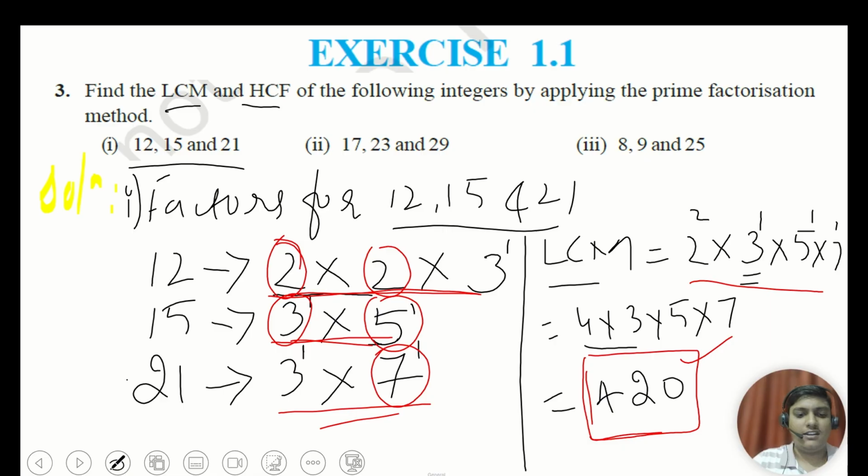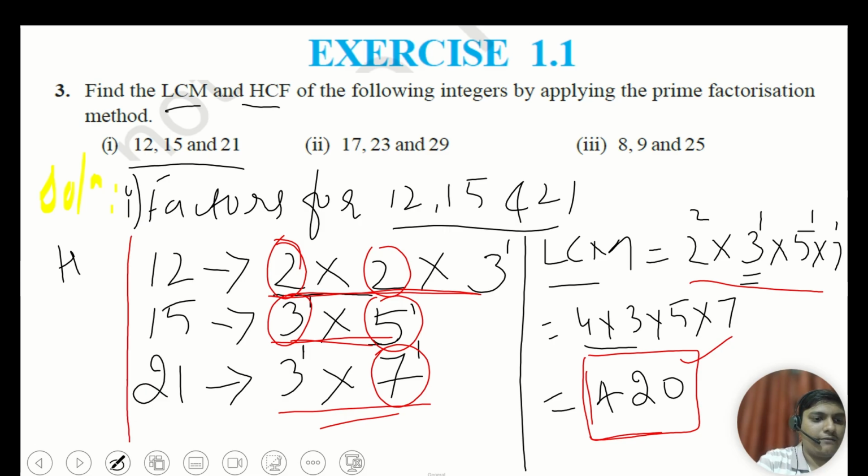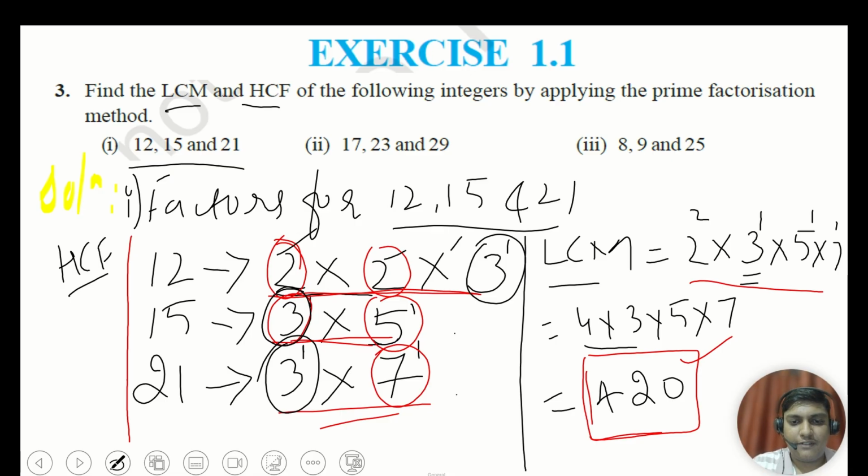So LCM is 420, then we'll solve the HCF. If this is okay, I can just give the HCF answer here itself. It can be written very easily. HCF is just the common factor among the three numbers, and you have to find which factor is common. 3 is there here, 3 is here, and 3 is here. Whether 2 is there? No, 2 is there only here, not in the others. Whether 5 is there? 5 is not there here and here. Whether 7 is there? 7 is there only here, not in the others.